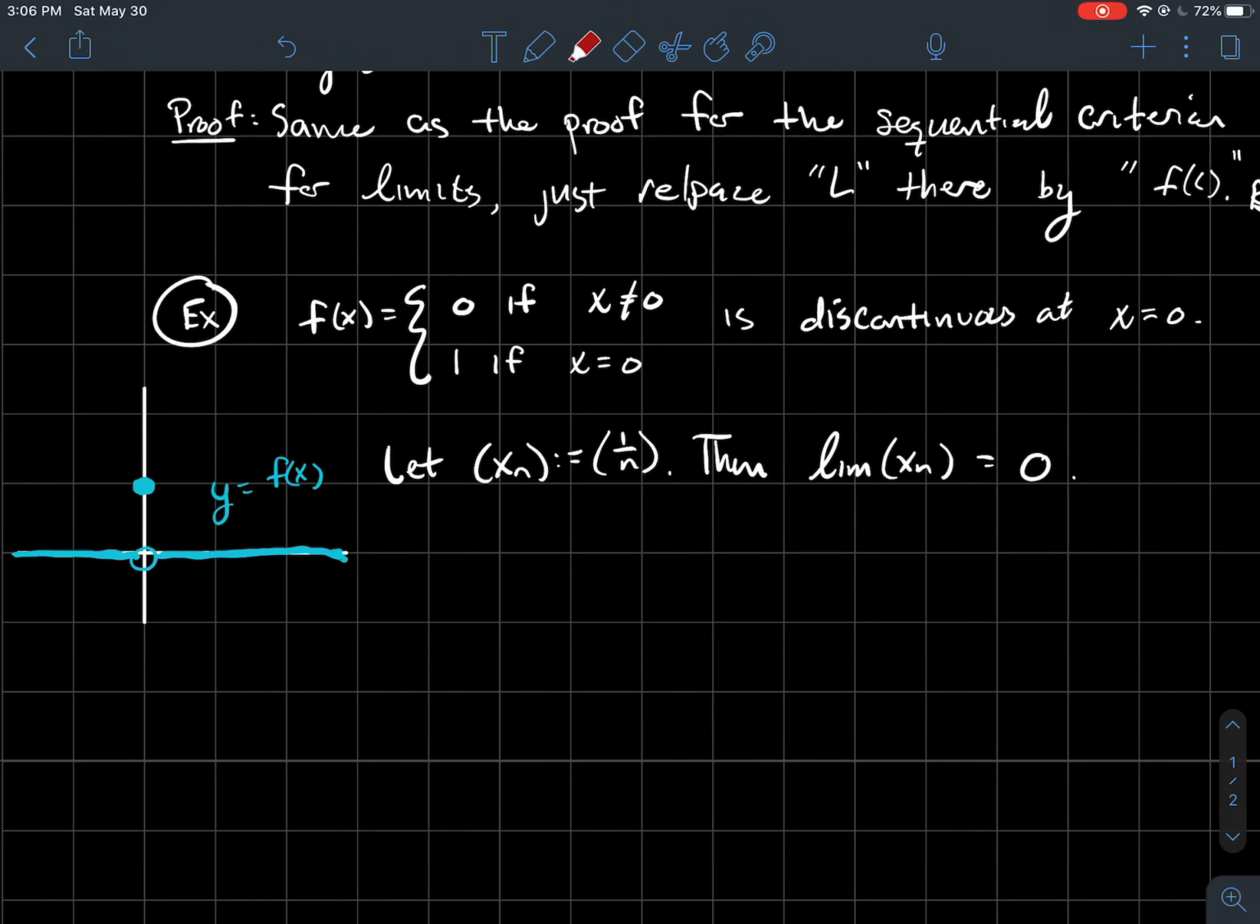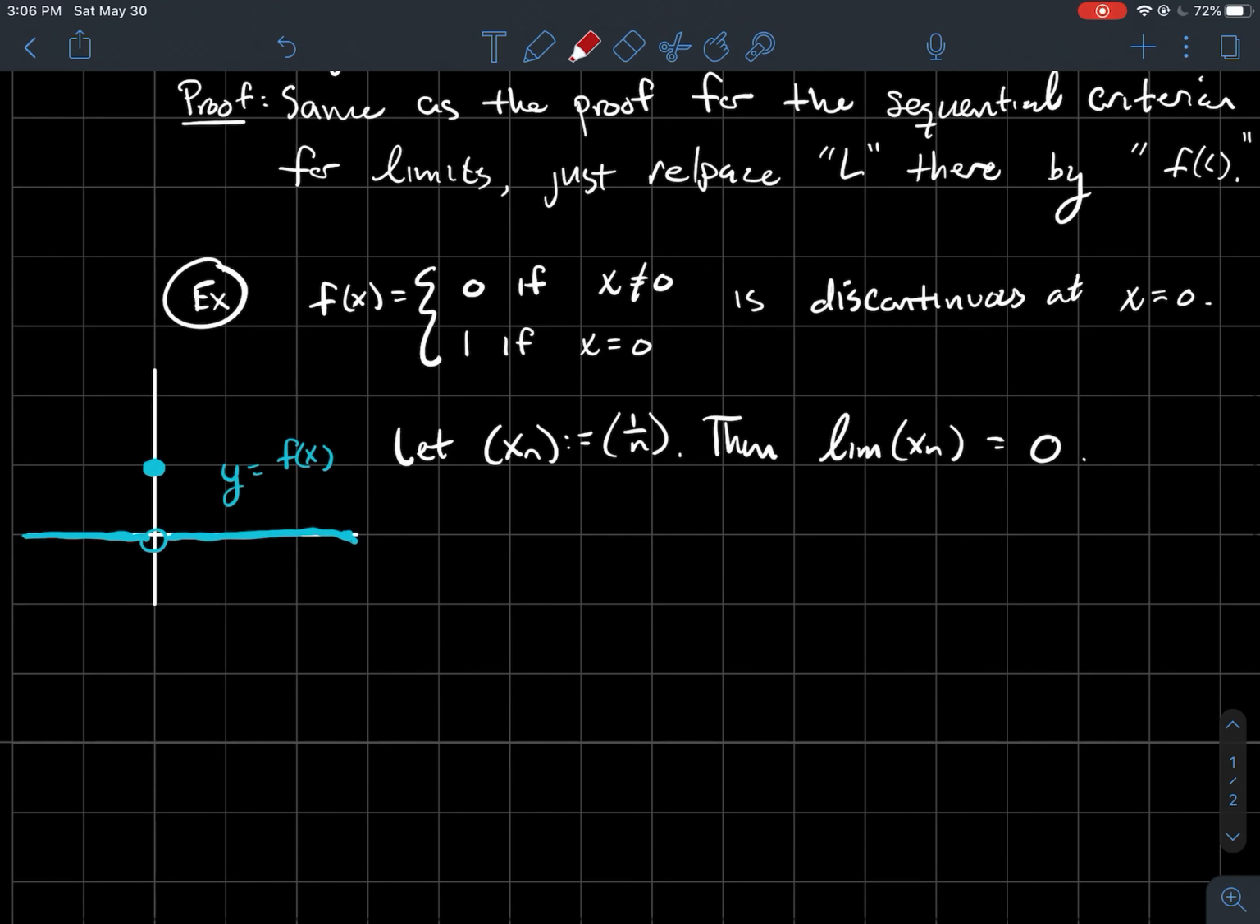So the limit of x_n, in this case, is 0. But what happens when I plug any non-zero number into this function? The output's 0. In particular, all these x_n's are always 1 over n, which is never actually equal to 0. Therefore, when you plug 1 over n into your function, it should give you 0 back. So the sequence of outputs of x_n is just the constant sequence 0. But what's the limit of a constant sequence? It's just the constant. That limit should be 0. So the limit of f of x_n should be 0.